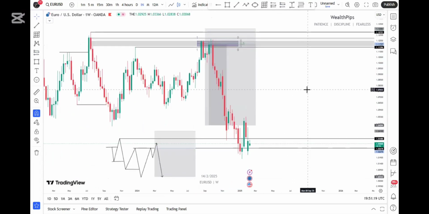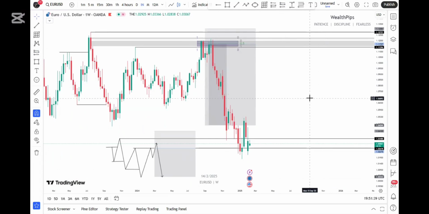So that is it. Understand? You do not need too many things for confirmation. You either use your fair value gap or you use your order block as a confirmation.